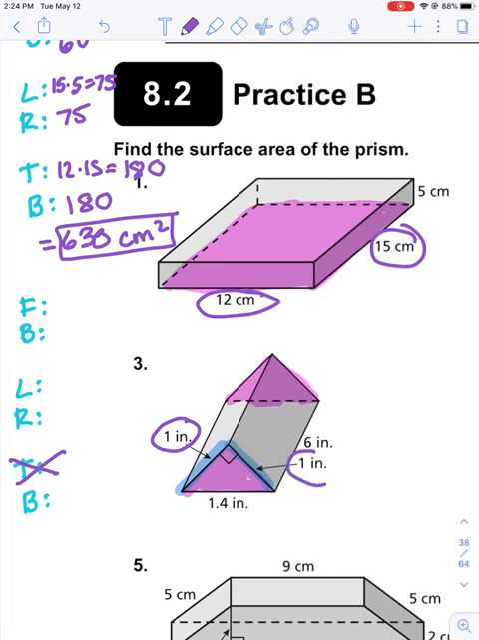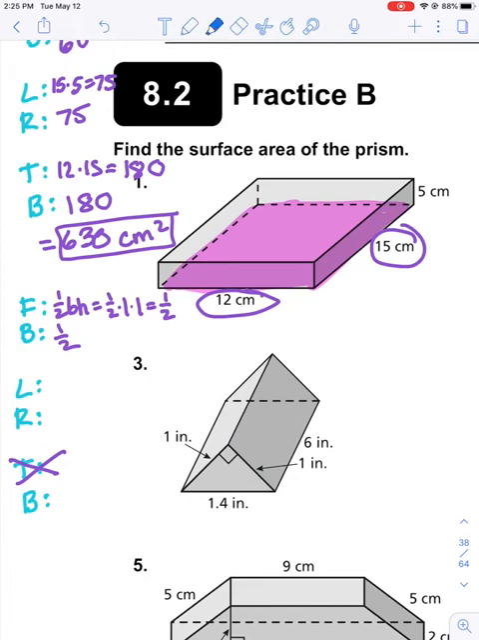1 and 1. If you use the 1.4, they tricked you. That's across from the right angle. That's not on the right angle. So 1 and 1 create the right angle. The formula is 1/2 times base times height. So that's 1/2 times 1 times 1. That equals 1/2. And the front and the back match because they're the 2 bases, so they're both 1/2.